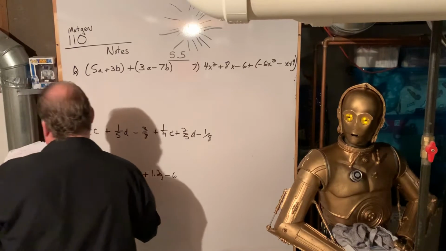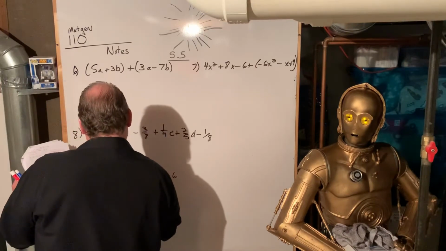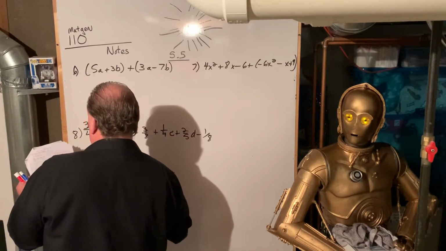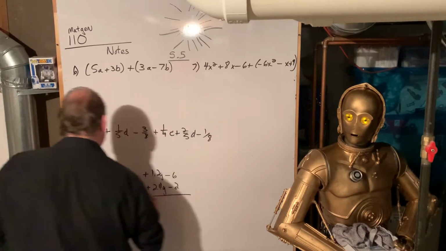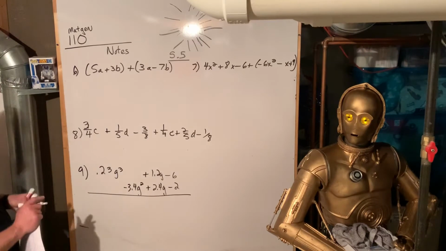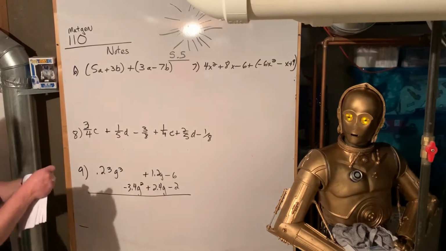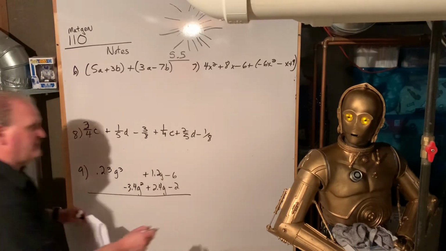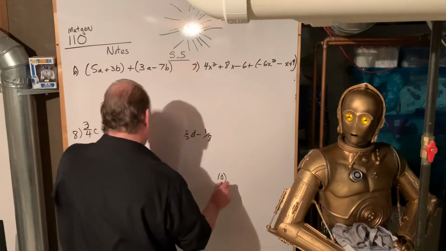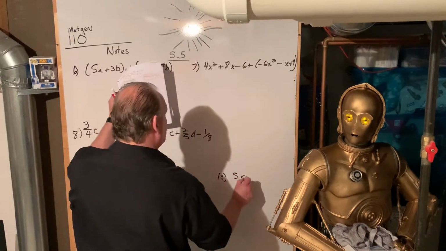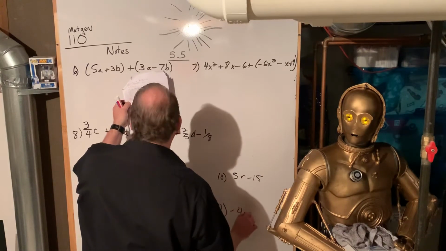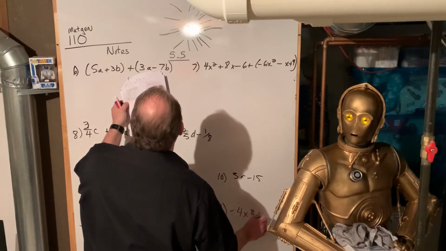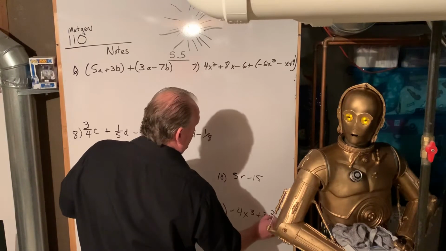Oh, this is interesting. For number 9, they're doing the vertical addition thing. That makes sense. All right. Oh, and then 10 and 11 are just find the opposites here. We'll squeeze those in. 10 is the opposite of 3r minus 15, and 11 is the opposite of negative 4x cubed plus 3x squared minus 6.